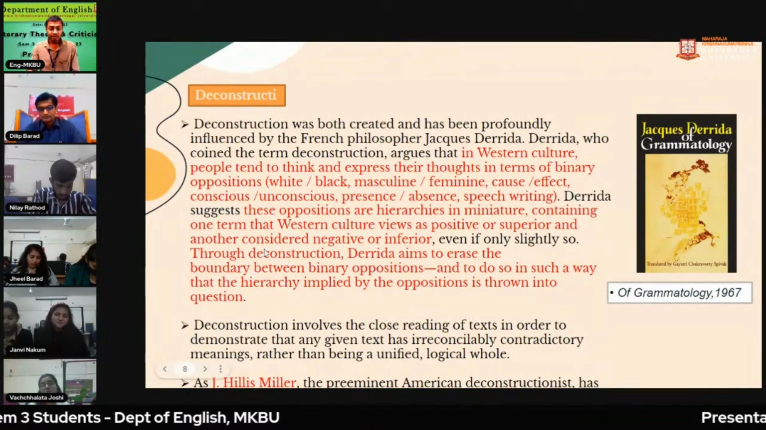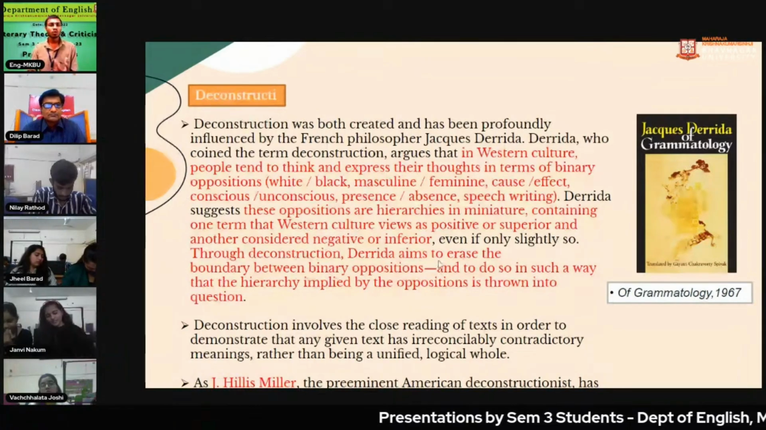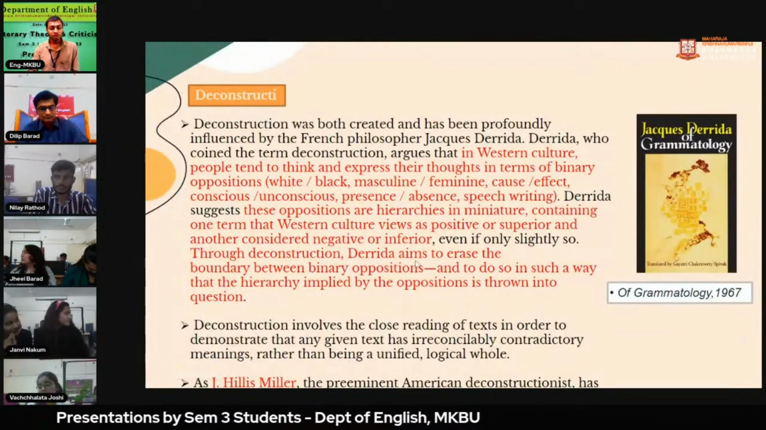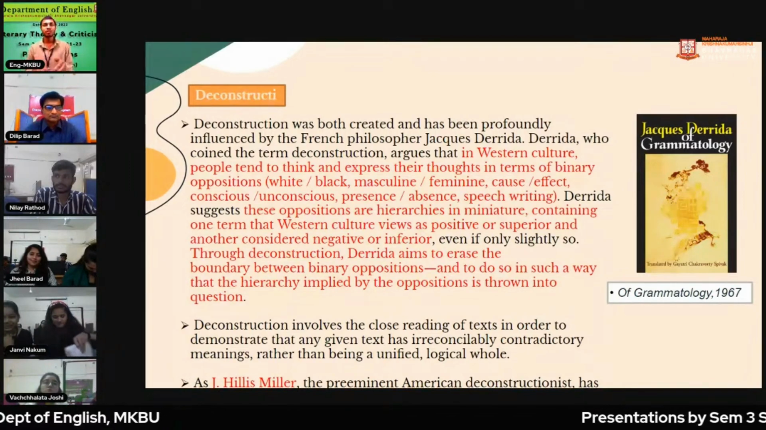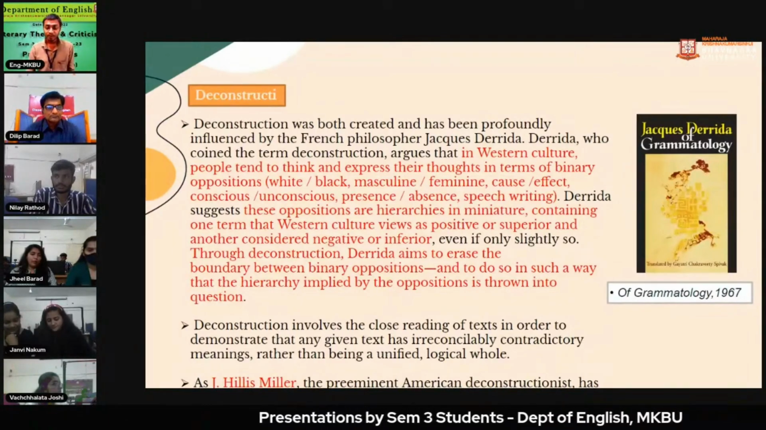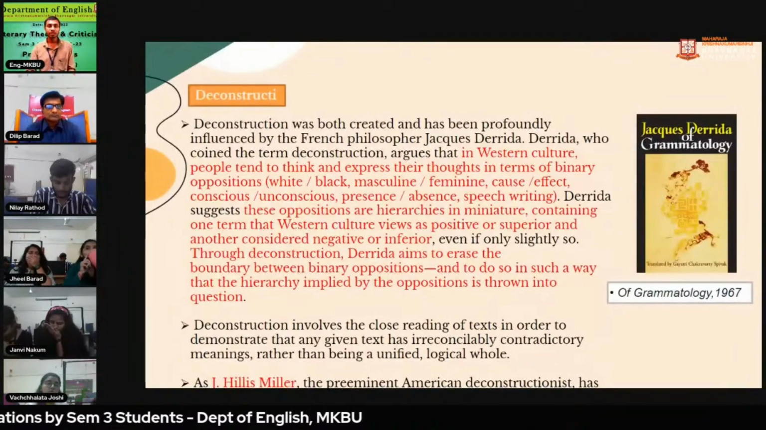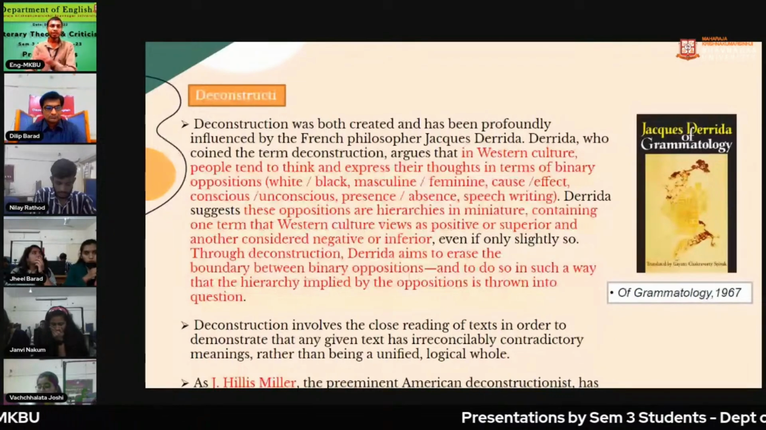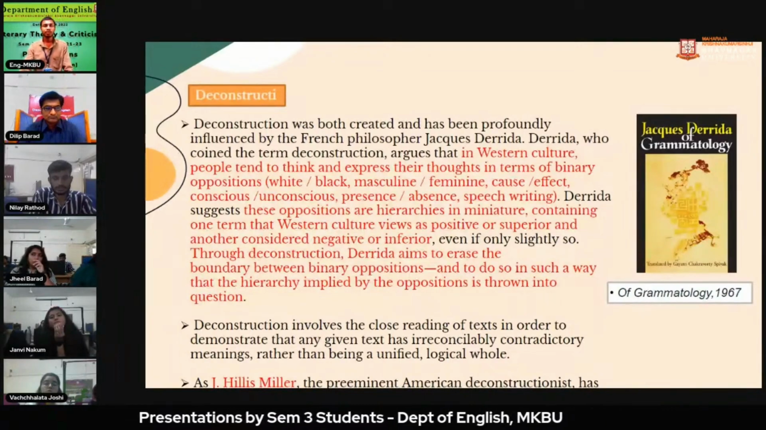Through deconstruction, Derrida aims to erase the boundary between binary oppositions. So what is the core aim of propounding the theory? He wants to erase the boundary between binary oppositions. There should not be any hierarchical position, but binary just for the sake of identifying things from each other, and to do so in such a way that the hierarchy implied by the oppositions is thrown into question. That is why this hierarchy is thrown into question while doing the deconstructive reading. We will see it in the further slides when we put this into practice with some Indian mythological references.